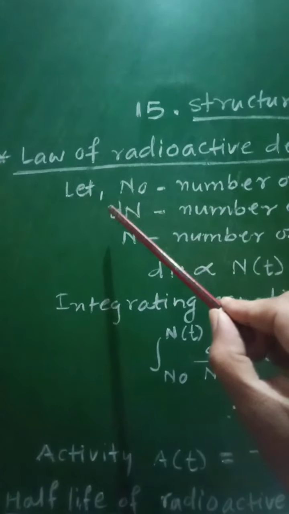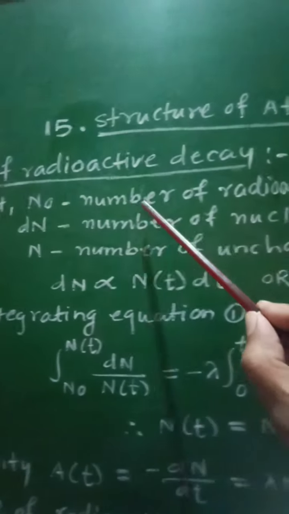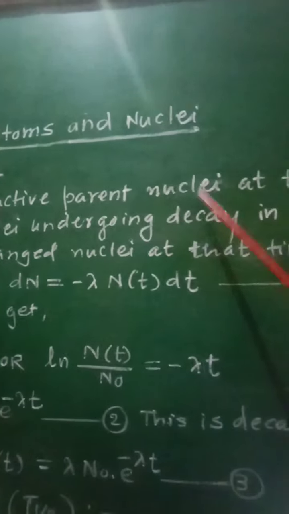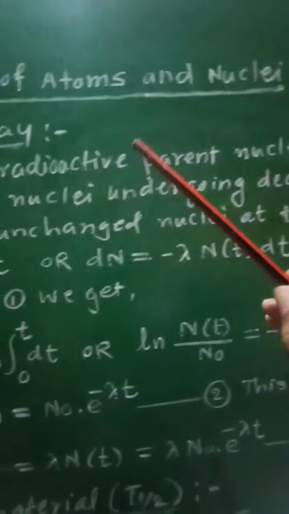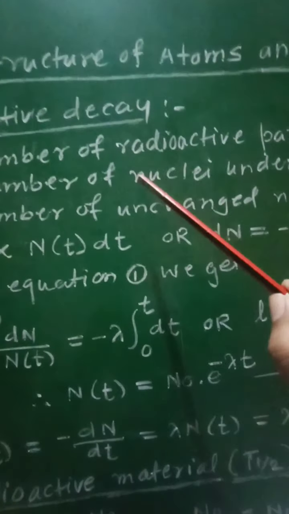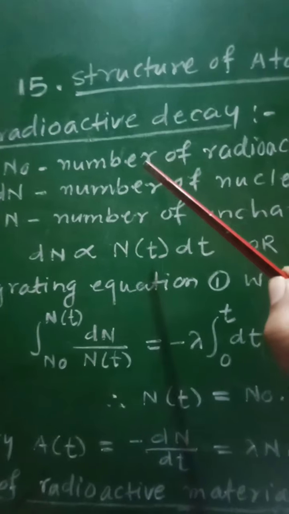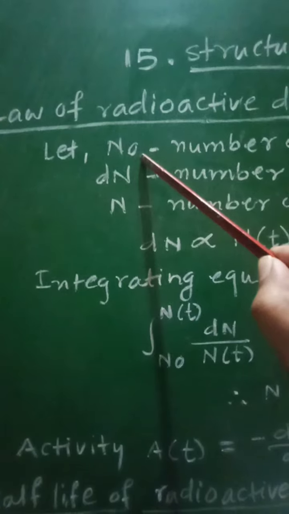N0 will represent the number of radioactive parent nuclei at time t equal to 0. That is, without any change, without any decay, the initially present number of radioactive parent nuclei are N0.